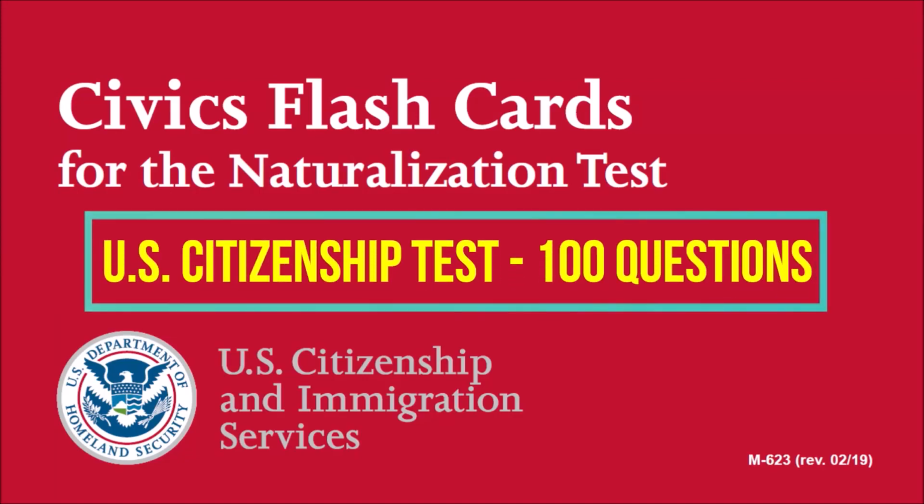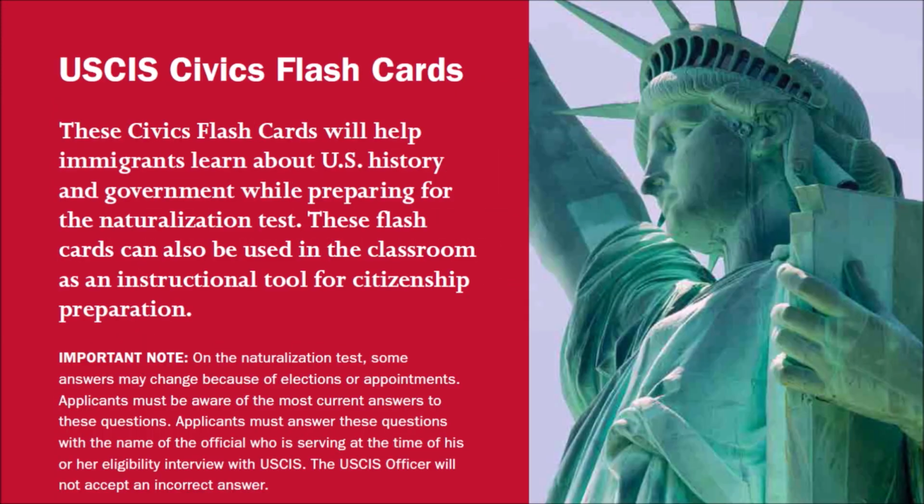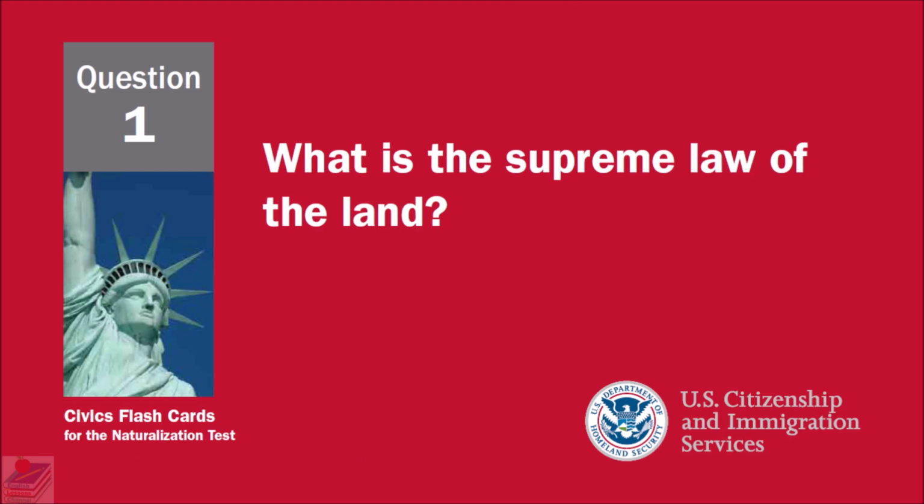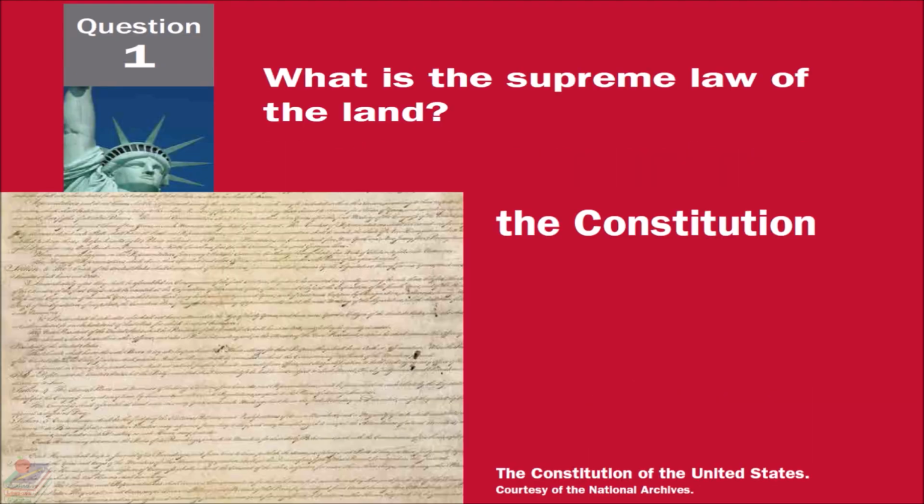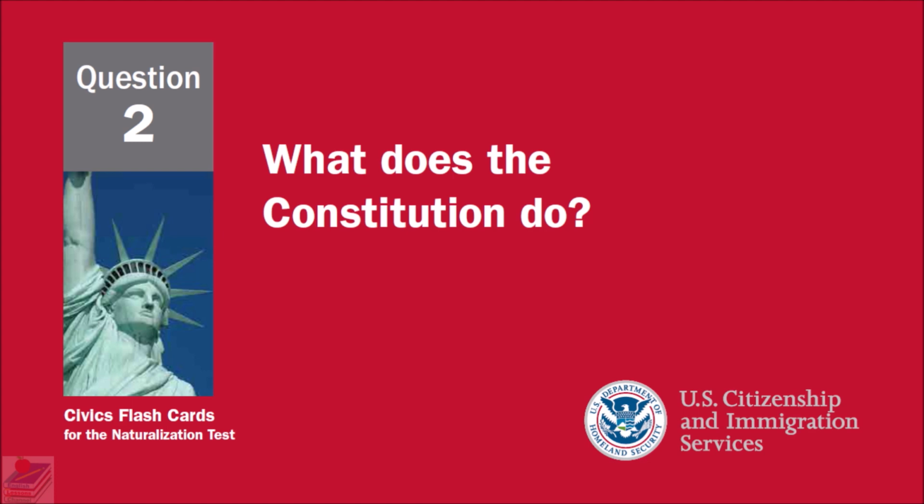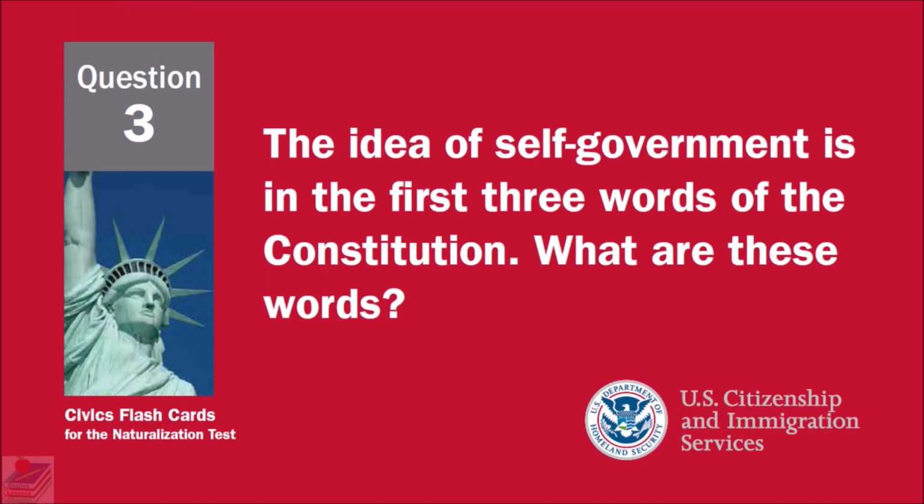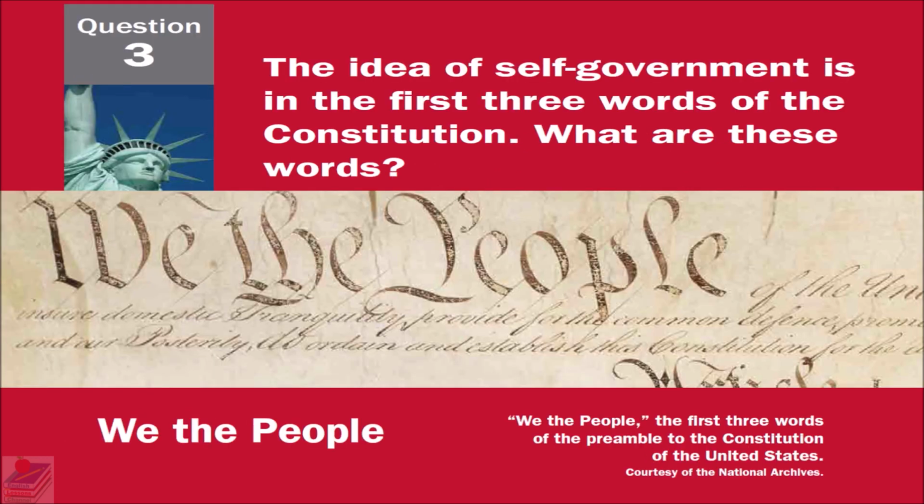U.S. Citizenship Test. 100 questions. What is the supreme law of the land? The Constitution. What does the Constitution do? Sets up the government, defines the government, protects basic rights of Americans. The idea of self-government is in the first 3 words of the Constitution. What are these words? We the people.